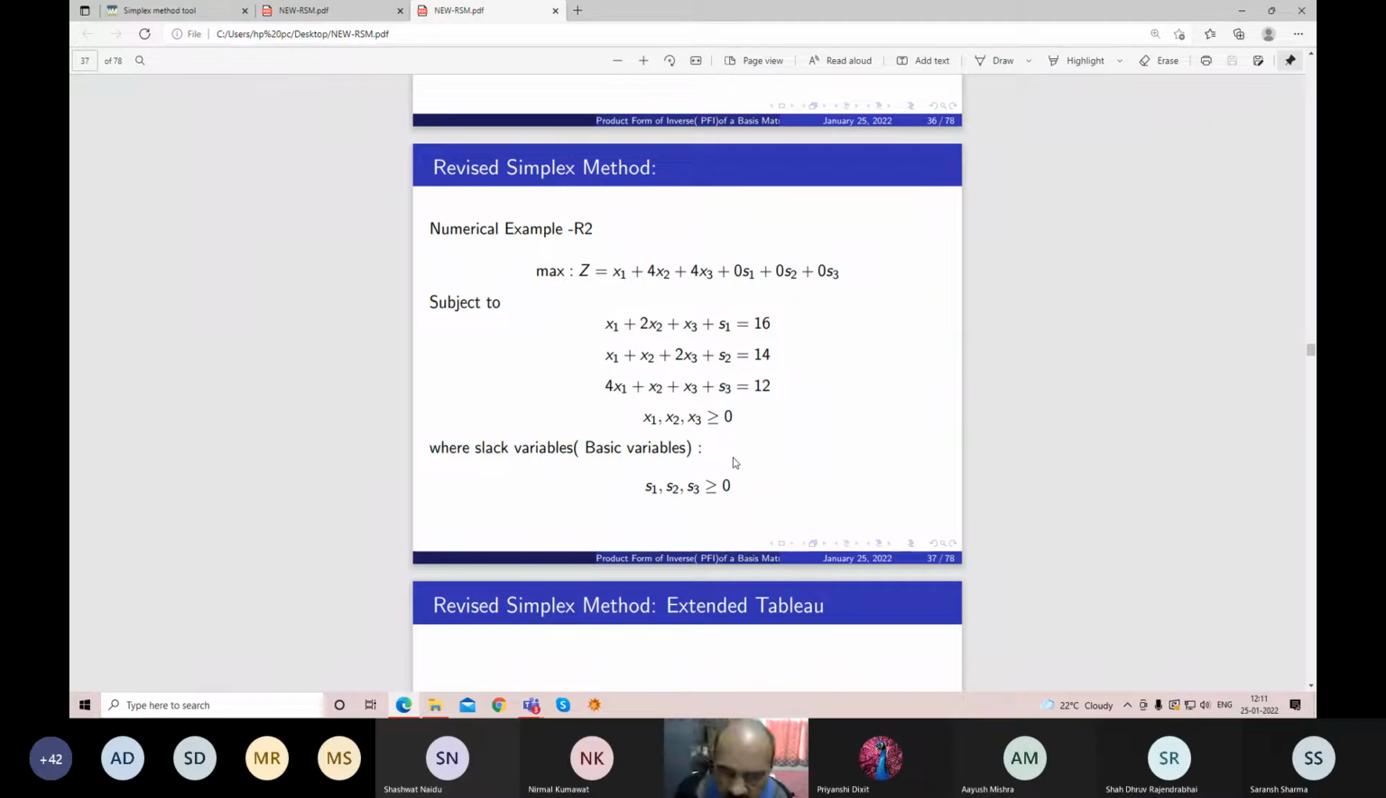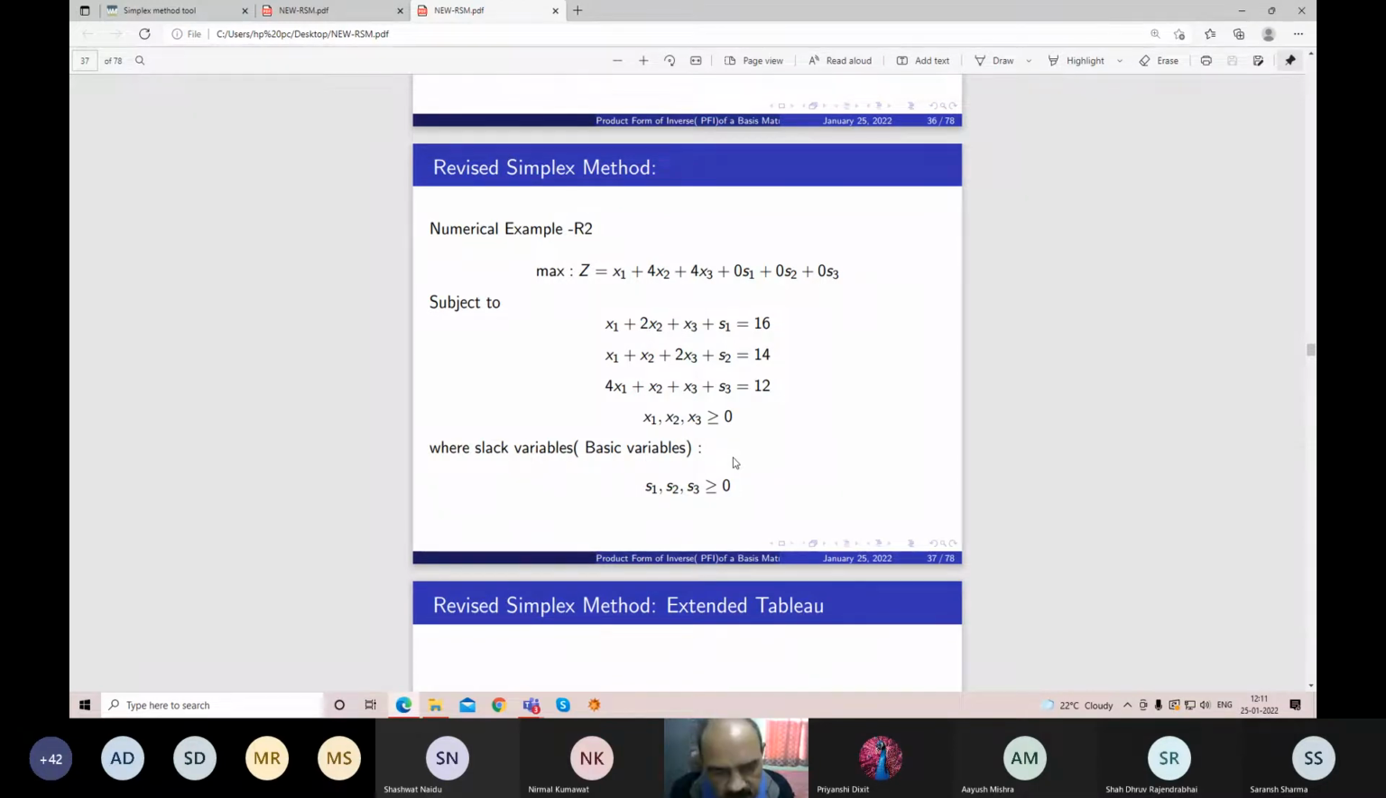In this problem, altogether there are 6 variables. X1, X2, X3 are the original variables. We say the control variables X1, X2, X3. These are unknown variables; we do not know the value of X1, X2, X3. And we have introduced 3 slack variables, S1, S2, S3. What is the purpose? Because anyhow, we are going to solve the system of linear equations. There is no other option. But we are solving the system in a different manner.